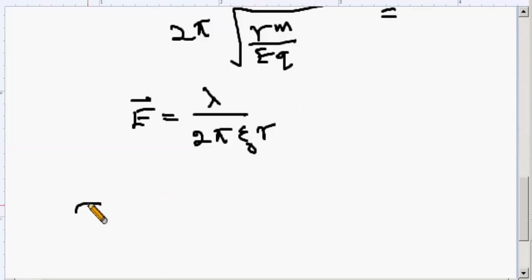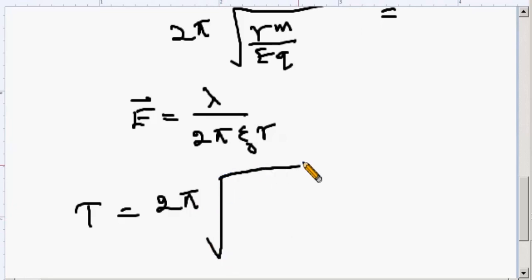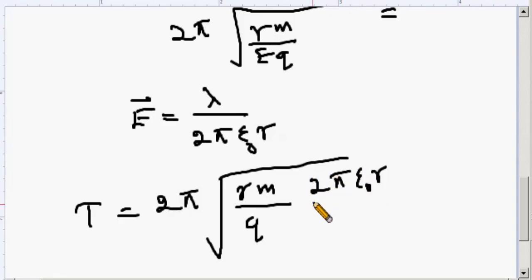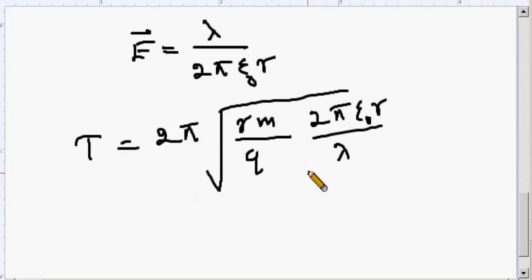Then T equals 2 pi, the whole thing square root, r m over q, then E divided by E, then this whole thing turned upside down and multiplied, 2 pi epsilon naught r divided by lambda. This is the value for T.